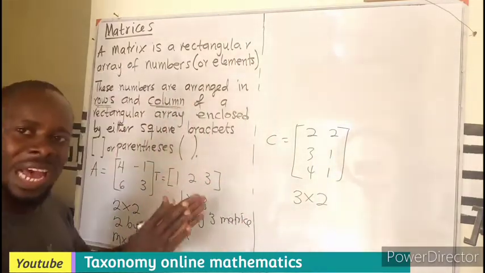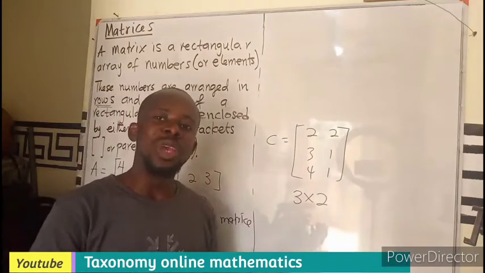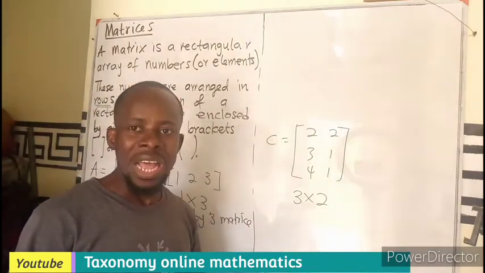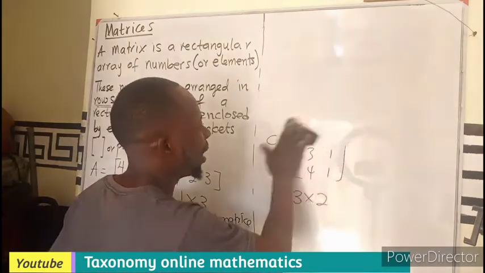Now, since we know the size and we know the order, we can also try to tell the various types. What are the various types of a matrix?